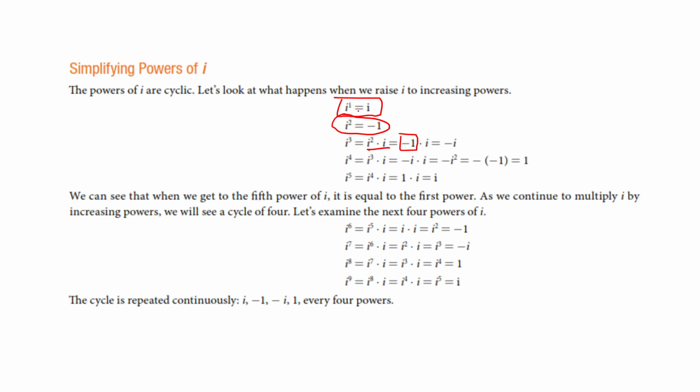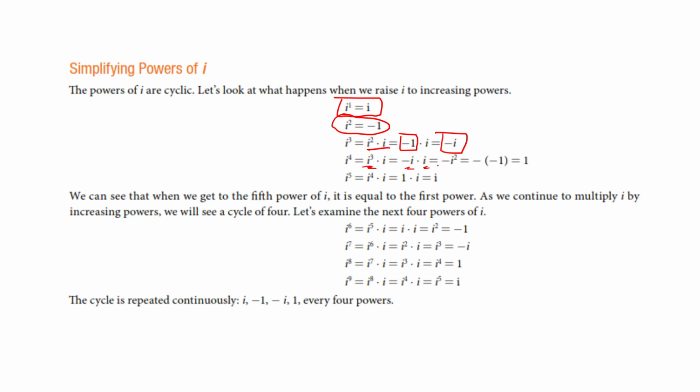So i to the first is i, i to the second makes -1. We saw that. i to the third then would have to make -i, because two of them made -1, and then we had an extra. Now look what happens with i to the fourth. We just saw that i to the third is -i. So we'd have -i times i.